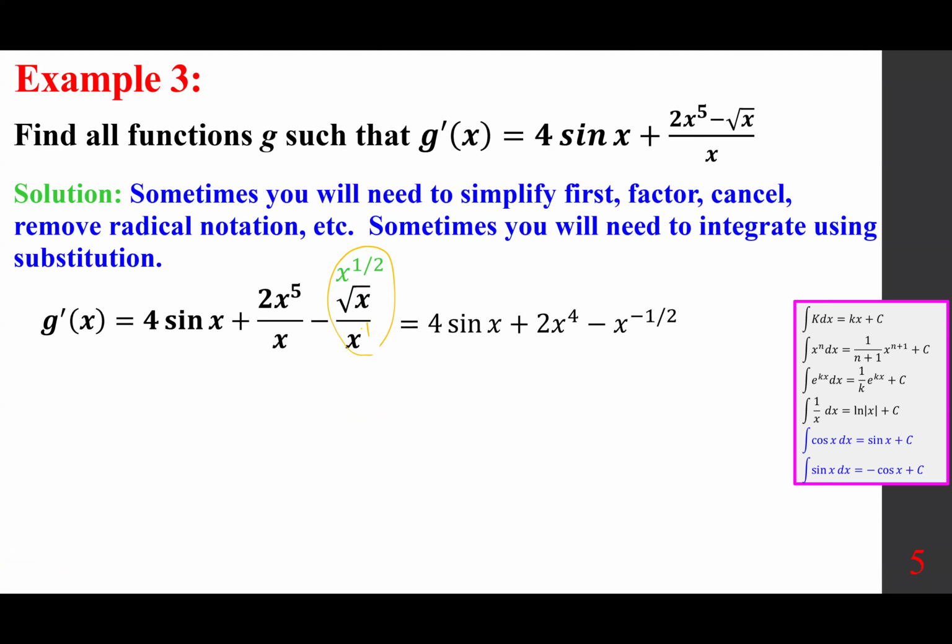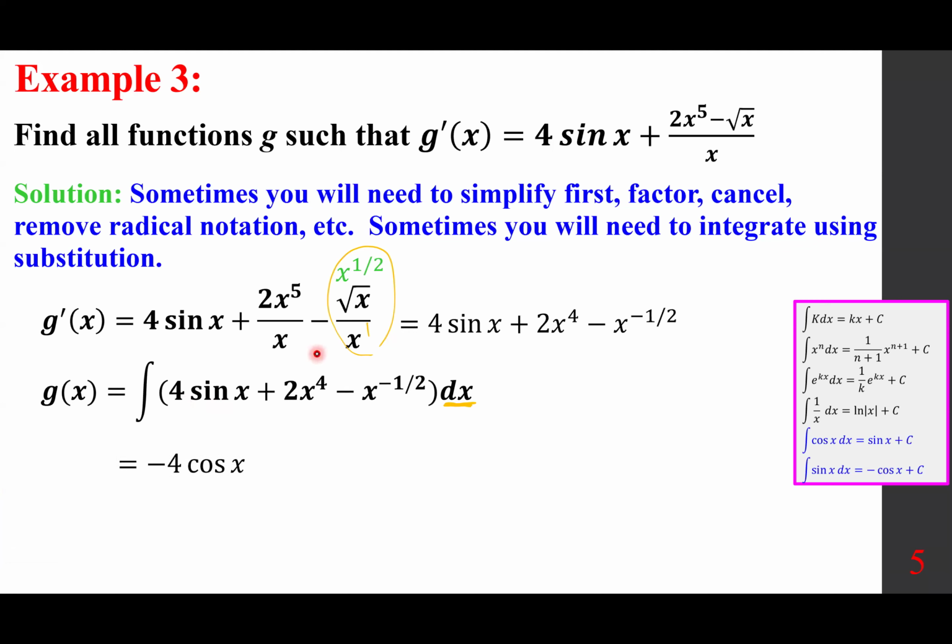And so to integrate or find the antiderivative, g of x becomes the integral of the right side times dx. And I can't emphasize this enough. You have to have a dx here. Otherwise, you can't integrate. Now, sine, the derivative is cosine. The integral is a negative cosine. So minus 4 cosine x.